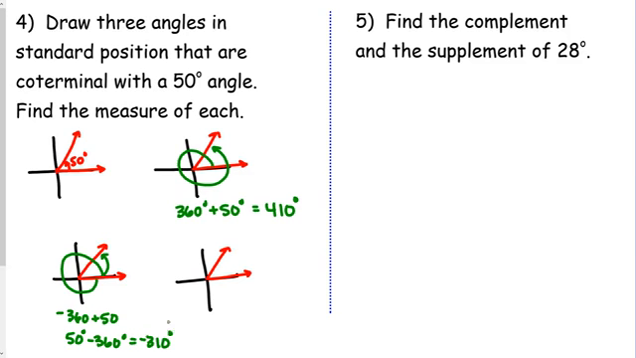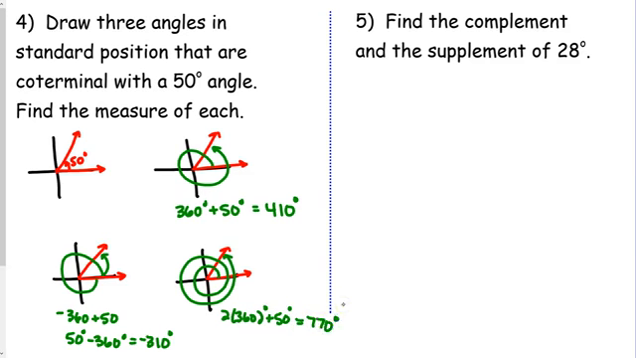Or instead of just going around the circle one time, I could go around the circle 2 times or 3 times, or as many times as I wanted. So if I'm going to go around the circle counterclockwise, let's say twice. All the way around once is 360. Again, now I'm up to 720, and then let's do 50. So 2 times 360 plus 50 is 770.